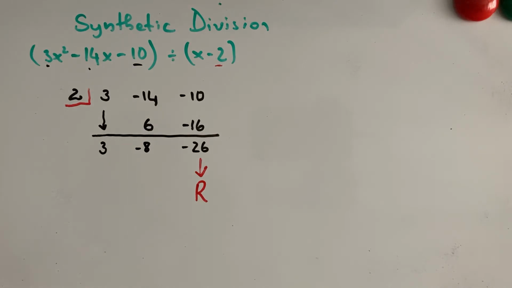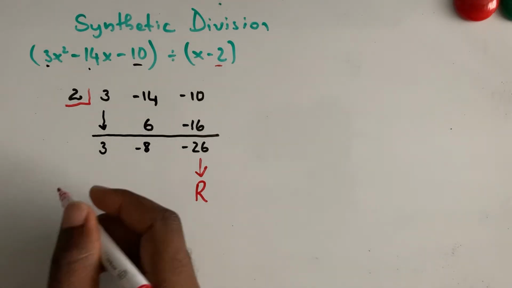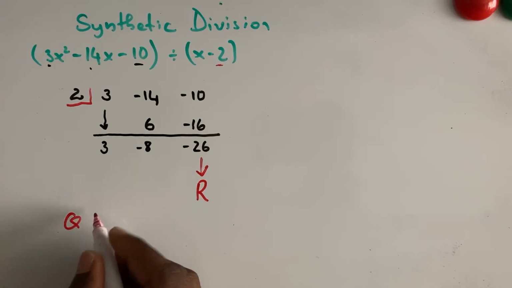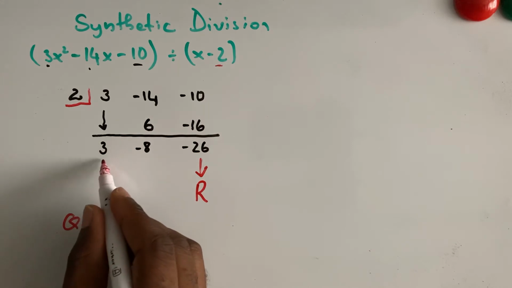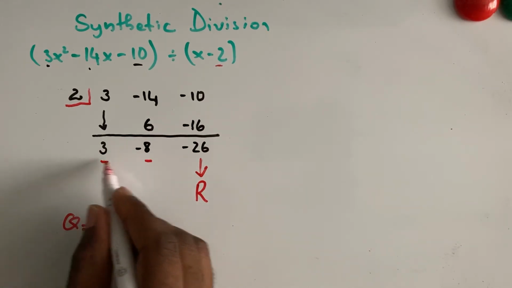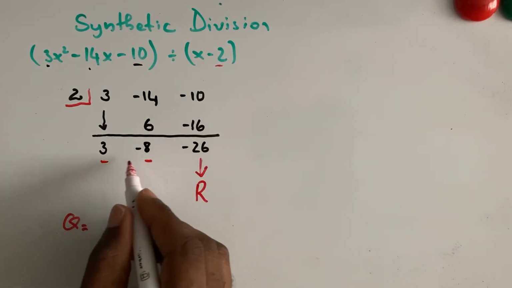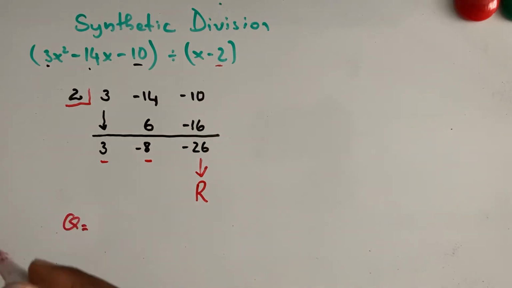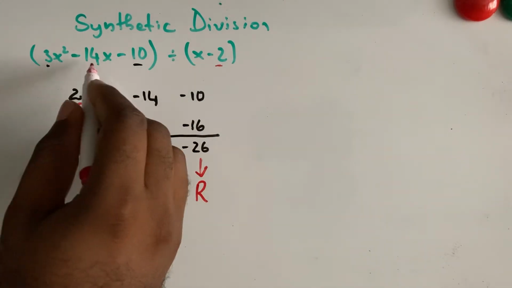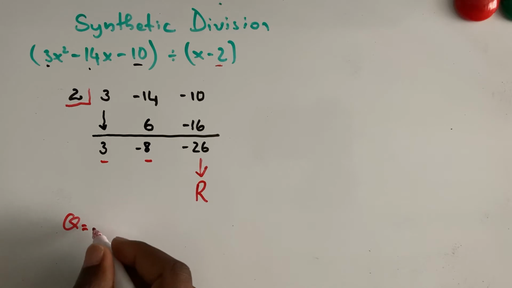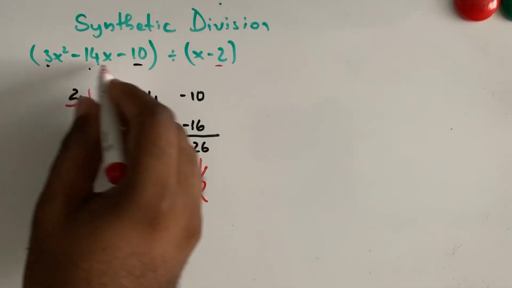Now, how do you get the quotient? The quotient always goes with these two numbers right here. So this is the remainder, and this is the quotient. But what happens is that it will have one less degree. Remember this: it will be one less than the degree you started with.